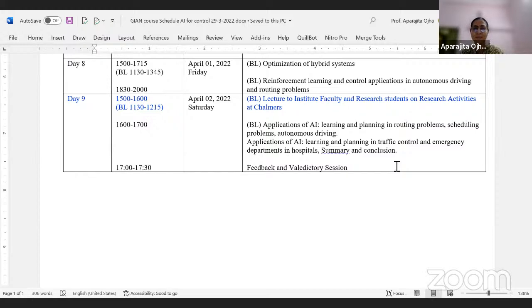And then from 16 to 17, it's a lecture on applications of AI, learning, planning. He was telling that he'll be talking about some applications, for instance, one interesting application on autonomous driving. Okay, that's wonderful. And then from 5 p.m., we will have a small feedback and valedictory session. Feedback we'll be collecting through a Google form that we'll share with you. We also would like to have oral feedback from you, and we invite you to the valedictory session as well. So it will be 3 to 5:30.